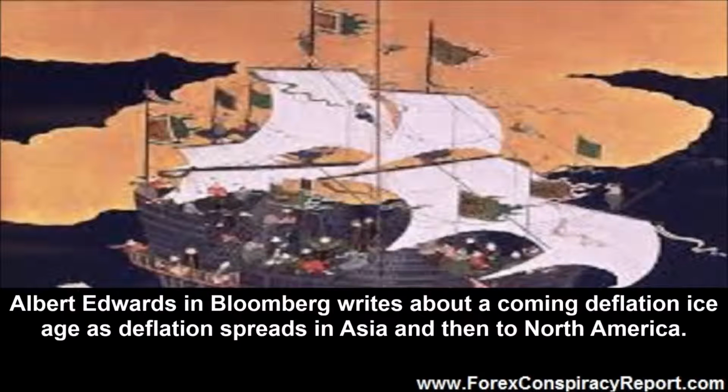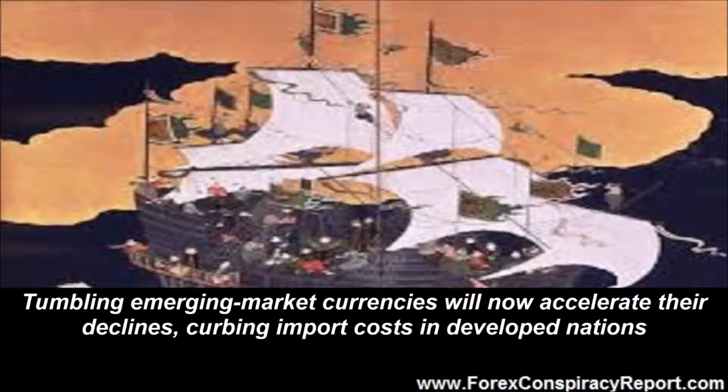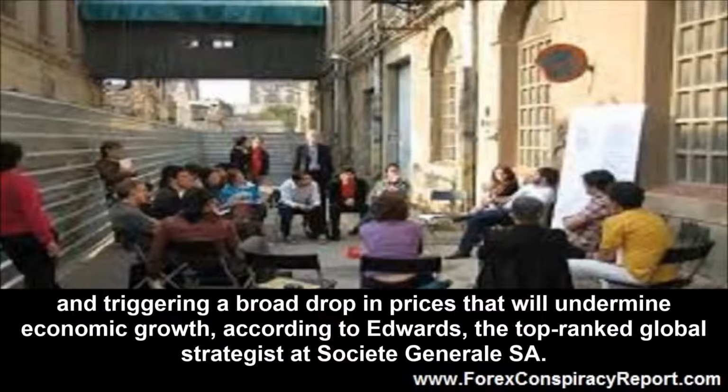Albert Edwards in Bloomberg writes about a coming deflation ice age as deflation spreads in Asia and then to North America. China's currency devaluation took Albert Edwards a step closer to realizing his doomsday prediction. Deflation spreading from Asia to the US and Europe and sending economies crashing. Tumbling emerging market currencies will now accelerate their declines, curbing import costs in developed nations and triggering a broad drop in prices that will undermine economic growth, according to Edwards, the top-ranked global strategist at Societe Generale SA.